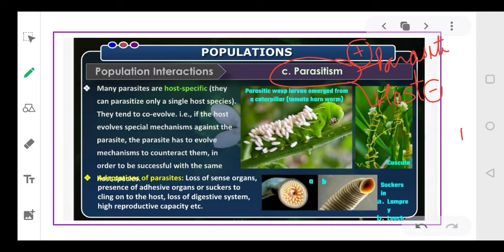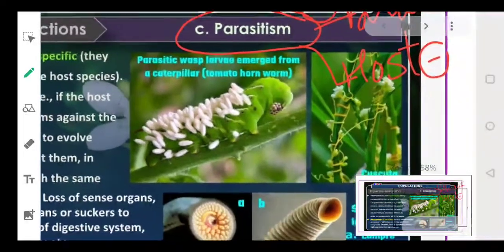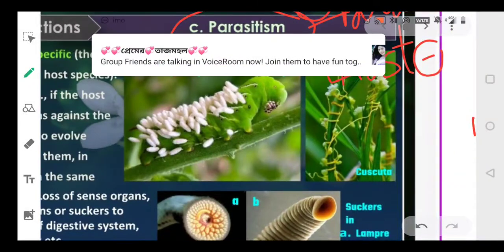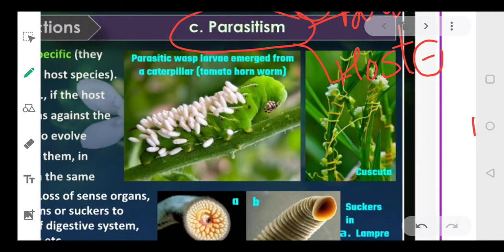Okay, and as you can see in the pictures, I'm magnifying the pictures, dear students. In the first picture, you can see the wasp larvae, parasitic wasp larvae, emerging from a caterpillar, which is the hornworm. So in this case, the wasp larvae are acting as a parasite over the tomato hornworm.